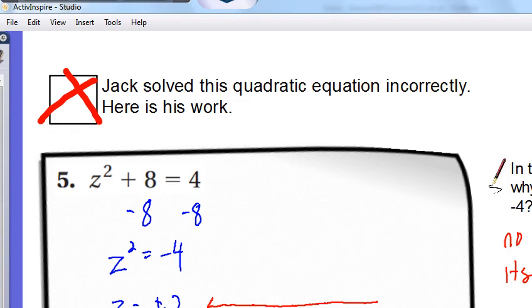Very good. So if we came back over here and we take the square root of both sides, we have the square root of z squared equals the square root of -4. Using imaginary numbers, not real numbers, how do we write the square root of -4? Z equals plus or minus i square root of 4. Yeah, i times the square root of 4.